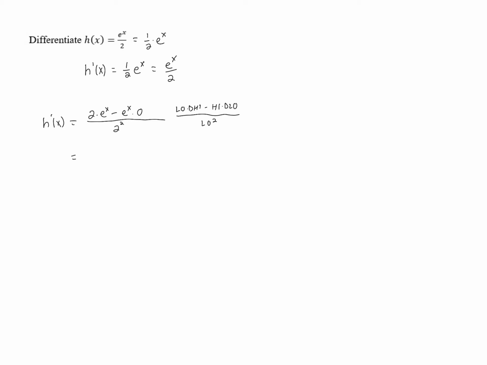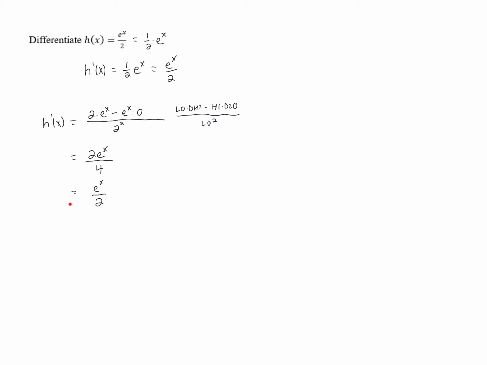Now we know that anything times 0 is 0, so we have 2 e to the x minus nothing. That second bit goes away. All over 2 squared, which is 4. We can reduce 2/4 to 1/2, and that gives us e to the x over 2.